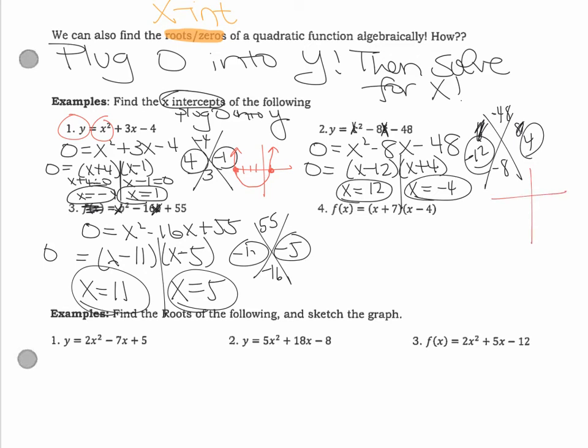If I look at number 2, one x-intercept is at 12. 1, 2, 3, 4, 5, 6, 7, 8, 9, 10, 11, 12. That's like over here somewhere. The other x-intercept is at -4. This number is positive, so it's opening up. Same thing for number 3. One's at 11. The other one's at 5. It's opening up because that's positive.